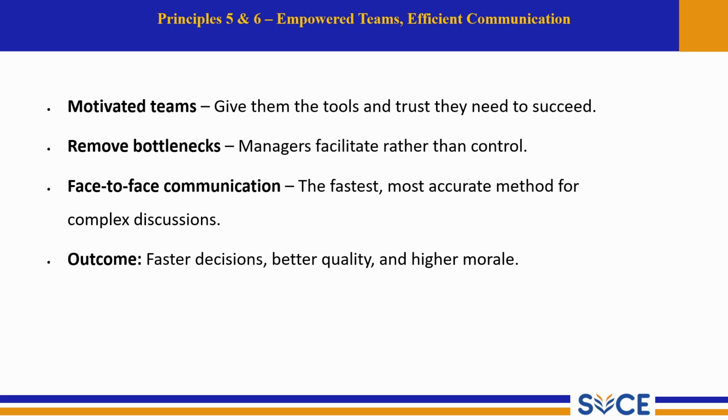Next one is remove bottlenecks. In Agile, the role of managers changes from controlling tasks to enabling performance. Instead of micromanaging, managers help remove obstacles that slow down the teams. Their focus is to ensure smooth progress by solving problems and clearing roadblocks.